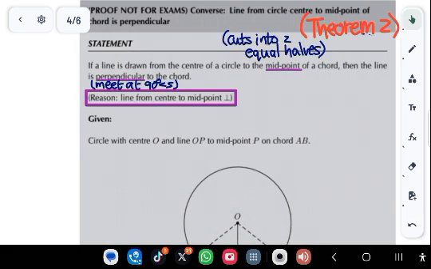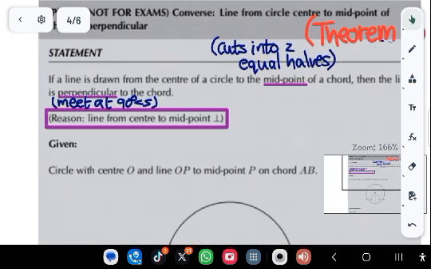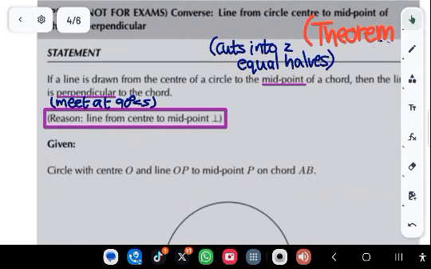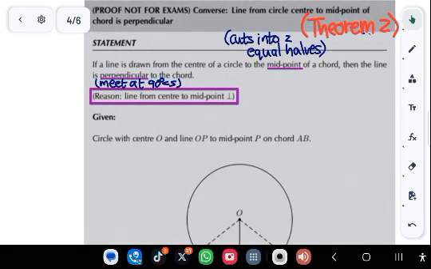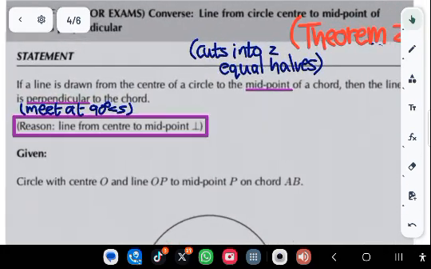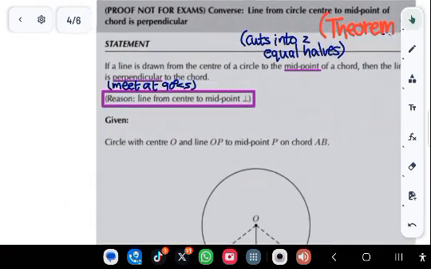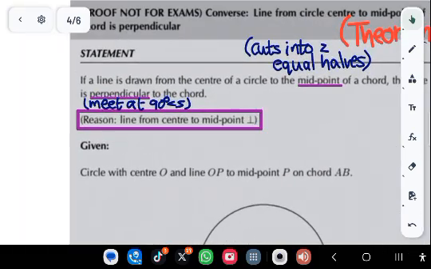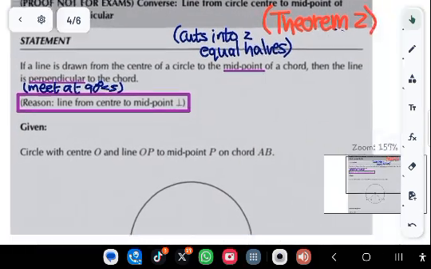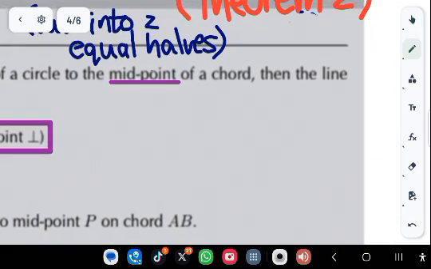All right, so this is not for exam. However, I did see a question in a past exam paper that required you to prove this. So rather know how to do it than not know and have this come up in an exam and not know how to prove it. So here is the converse of the theorem, which is theorem number 2. It says line from circle center to midpoint of chord is perpendicular. We just looked at it now. Now step number 1, let's define the theorem. Step number 1, the theorem.